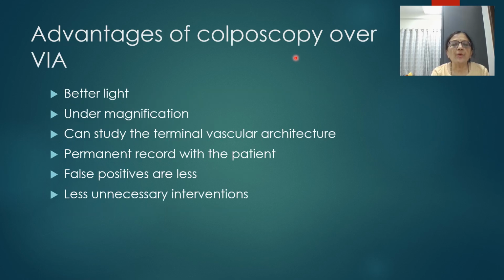What are the advantages of colposcopy over VIA, visual inspection after application of acetic acid? We have better light, we look at the cervix under magnification, and most important, we can study terminal vascular architecture. It also gives us a chance to give a permanent record to the patient, because whenever she comes for follow-up and that record is there, it helps a lot. False positives are less and there are fewer unnecessary interventions with colposcopy as compared to VIA.